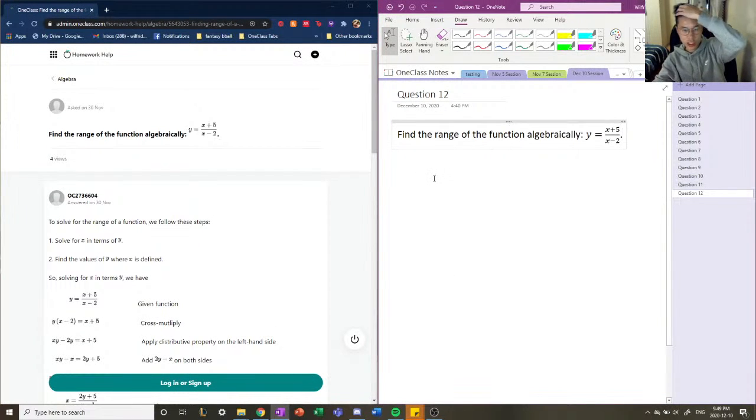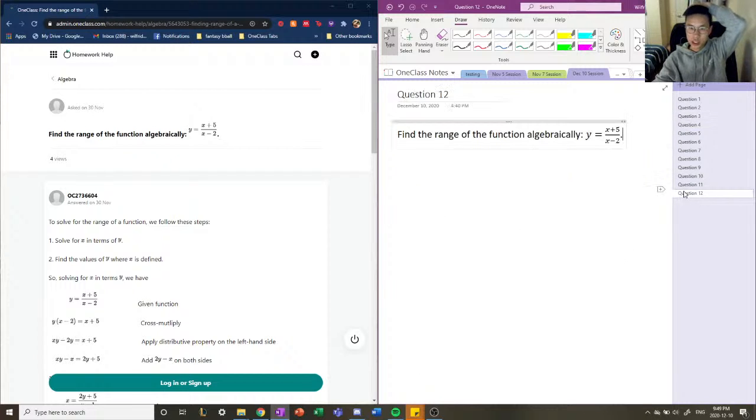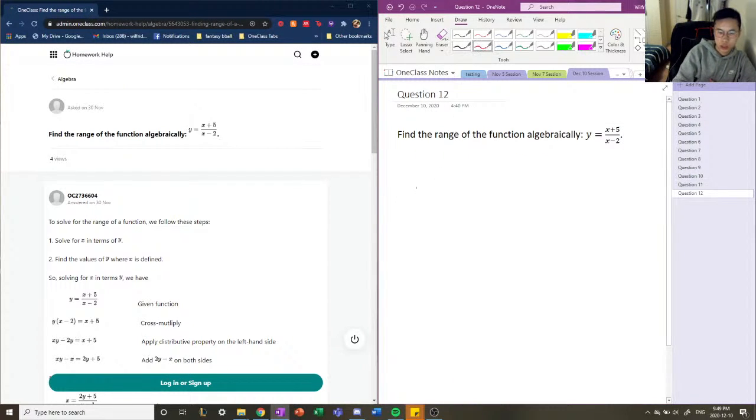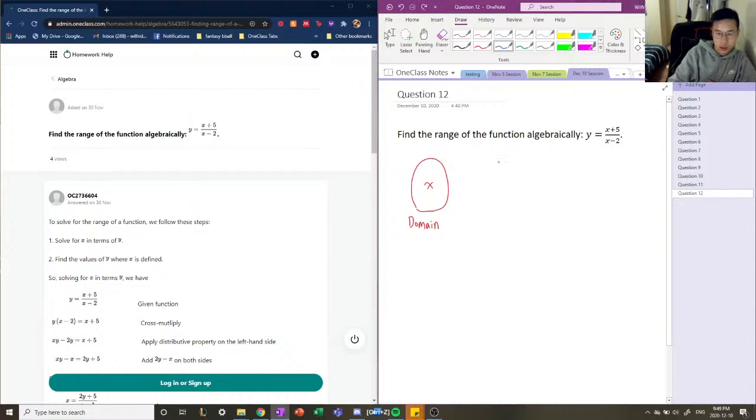Alright, so find the range of the function algebraically. So I believe in my fourth question, I talk about the inverse, and I'm just going to redraw this diagram here. So we have our x, which is our domain, and we have our f of x. We have our y's, and this is related to us by the function f, or in this case they use y, right? So this is our range.